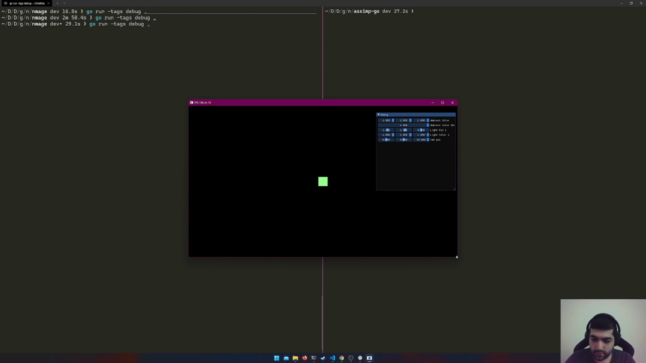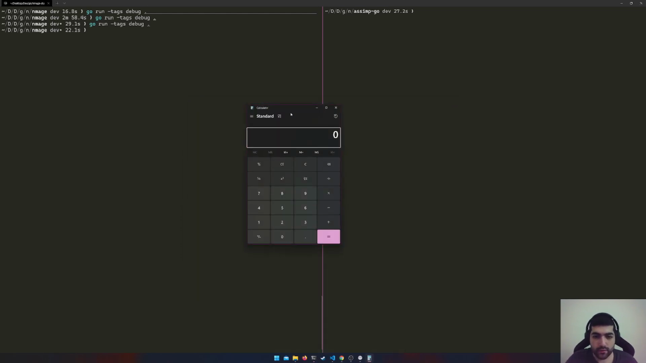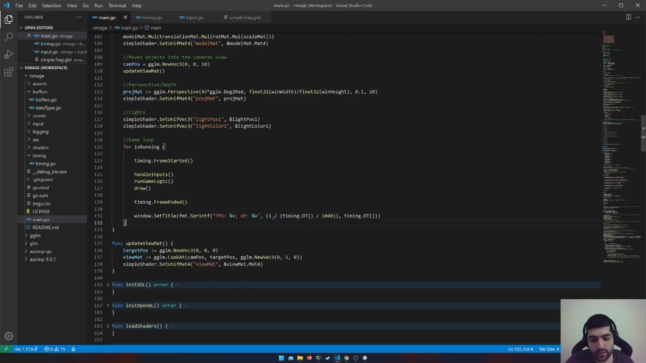Hundred FPS. To check our math, we can get our calculator. At 16 milliseconds we should have around 60 FPS. So we can divide 1 by 0.016, and that gives us 62 frames per second. That's correct. Just dividing 1 over this is enough, and we don't need the brackets.